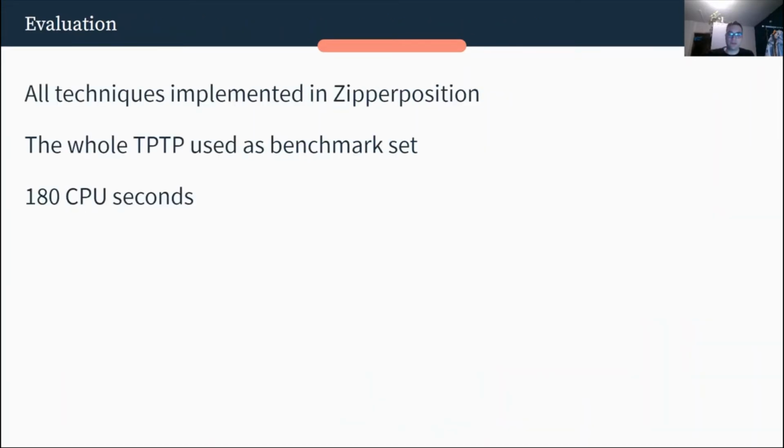And this shows that if we eliminate blocked clauses during saturation, superposition would lose refutational completeness. Now, we have implemented all of those techniques in a modern theorem prover, which is used for these kinds of experimentations, called Vampire, and we have used the whole TPTP set as our benchmark set, and we set the CPU time limit to 180 seconds.